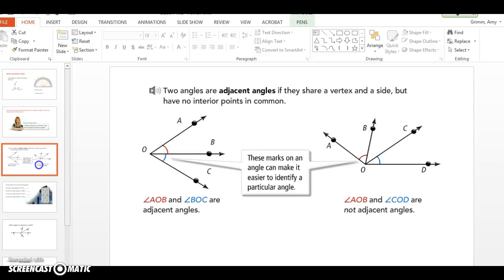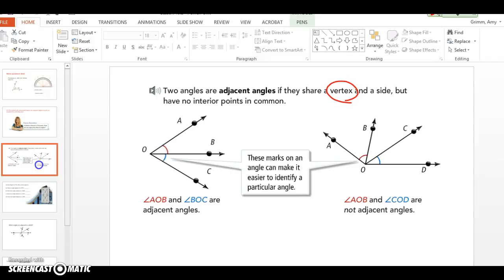So if I look at this one, it says two angles are adjacent angles if they share a vertex and a side, but have no interior parts in common. Well, that's a lot. Okay, so let's see if we can break it down. Do you guys remember what the vocabulary word vertex is? Point where the two rays meet. Yep, that's exactly what a vertex is.